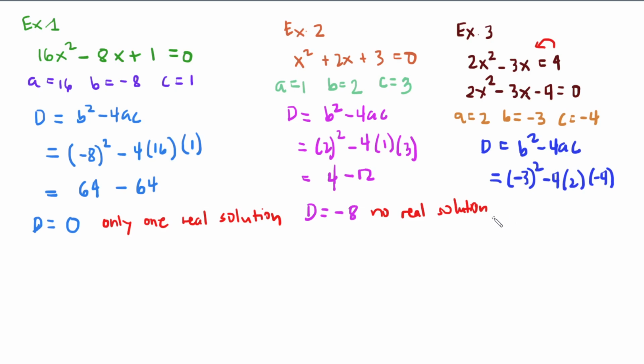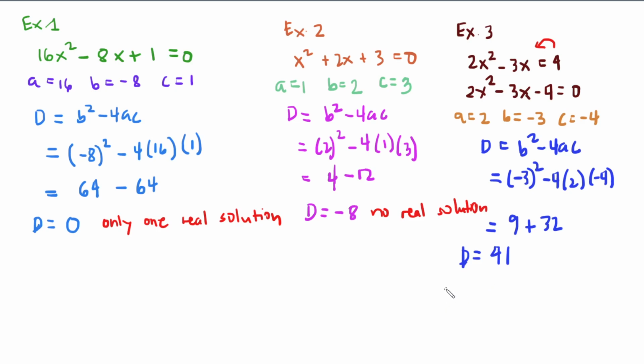Then we simplify. Negative 3 squared is positive 9. And since we have minus multiplied by a negative, it will become positive. So 4 times 2, that is 8, times 4, that is 32. Then we add, so we have a discriminant of D is equal to 41.